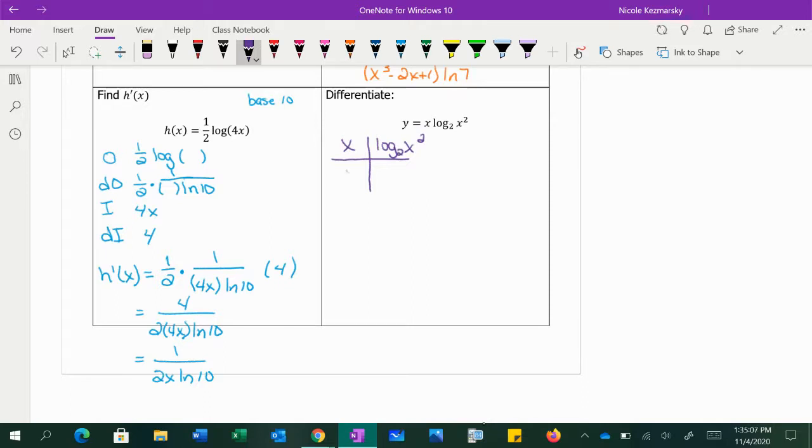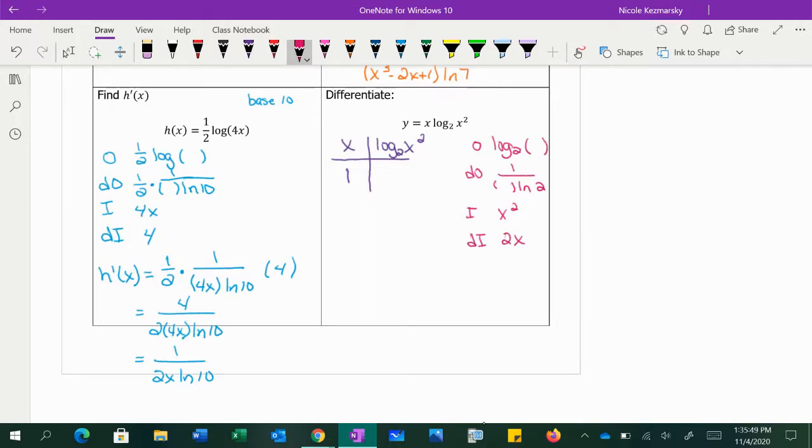The derivative of x is 1. The log, if you look at the x, has more than just x. It's x squared, so it's going to need chain rule. So I will, in a different color, say outer is log base 2 of something. The derivative of the outer is going to be 1 over something natural log of 2. The inner is going to be x squared. And the derivative of the inner is going to be 2x.